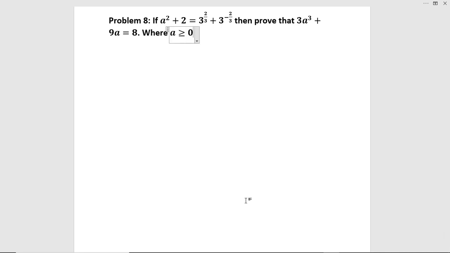So given that a is greater than or equal to 0. Now as a solution, given that a square plus 2 equal to 3 to the power 2 by 3 plus 3 to the power minus 2 by 3. So you can see that here we have 3a cube. So we have to find out an expression where there is no a square, but there will be a, and then we have to cube these terms. So we will find the value of a from here.